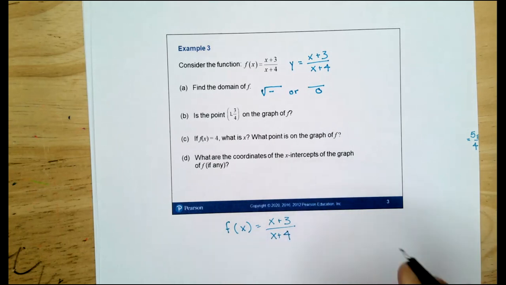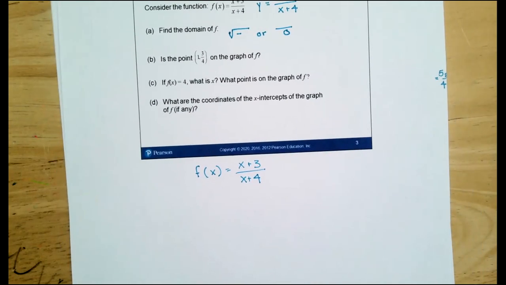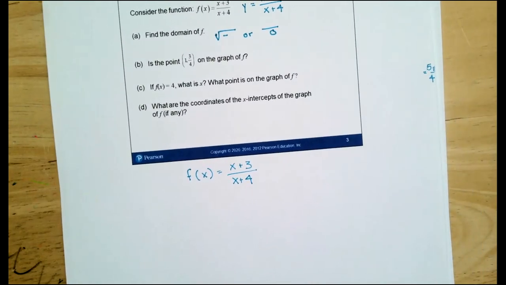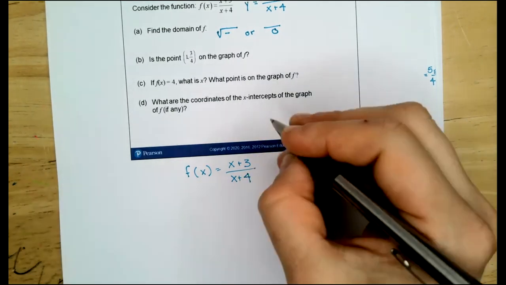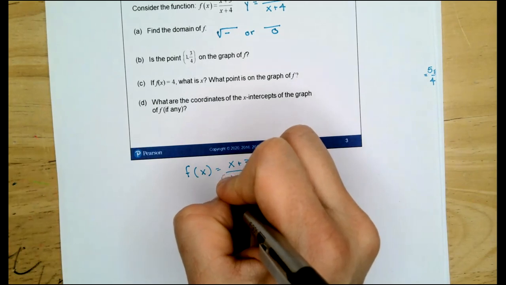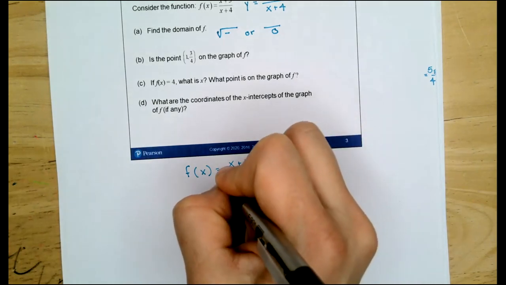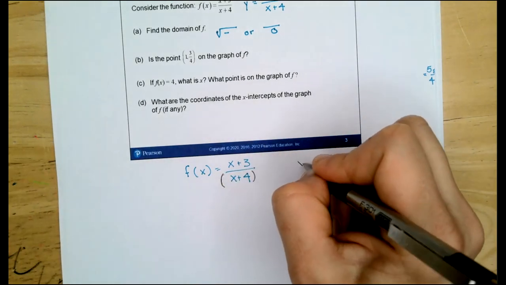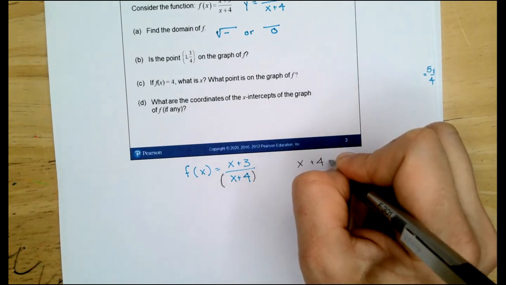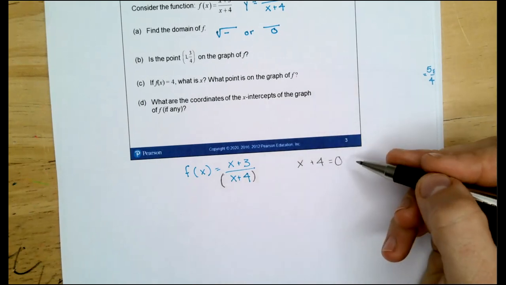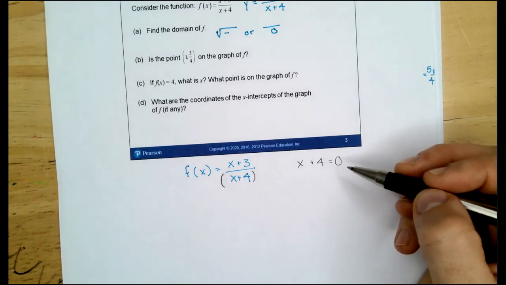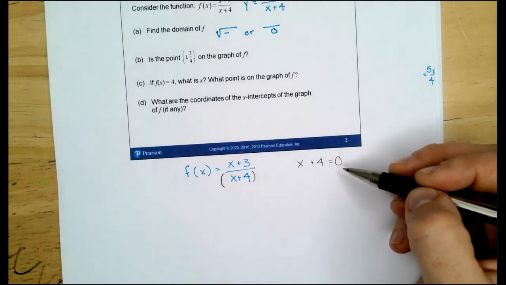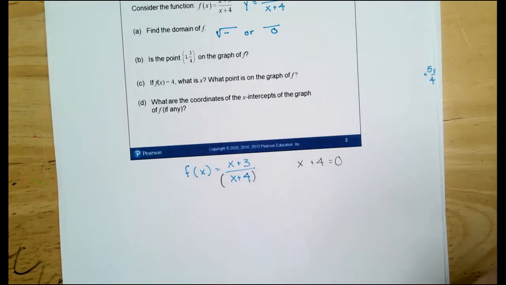maybe just looking at it, you can tell what value of x would make the denominator equal to 0, right? If it's not immediately obvious, you just take your entire denominator, ignore the numerator, and set it equal to 0. x plus 4 is 0. And then whatever answer you get when you solve for x, it might be one answer, it might be two answers. Whatever answer you get, exclude that from your domain and you have found the domain.